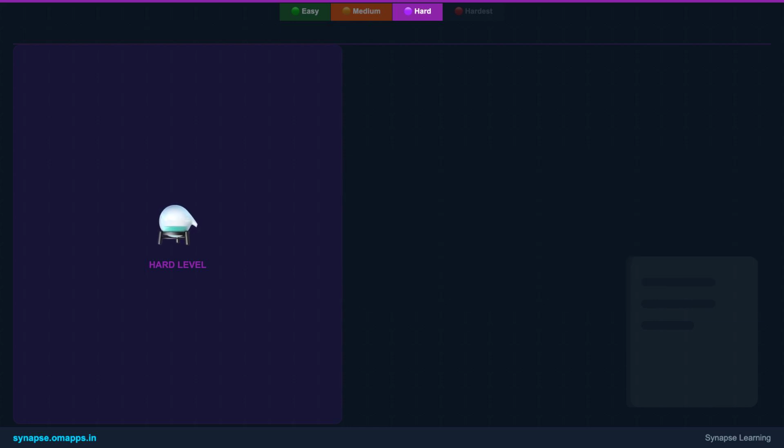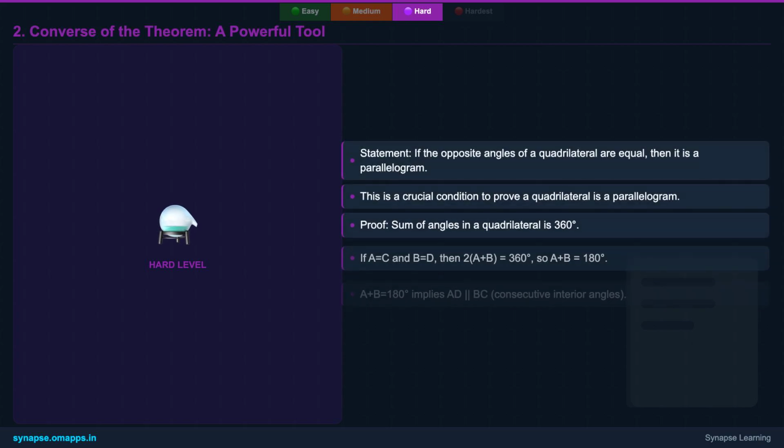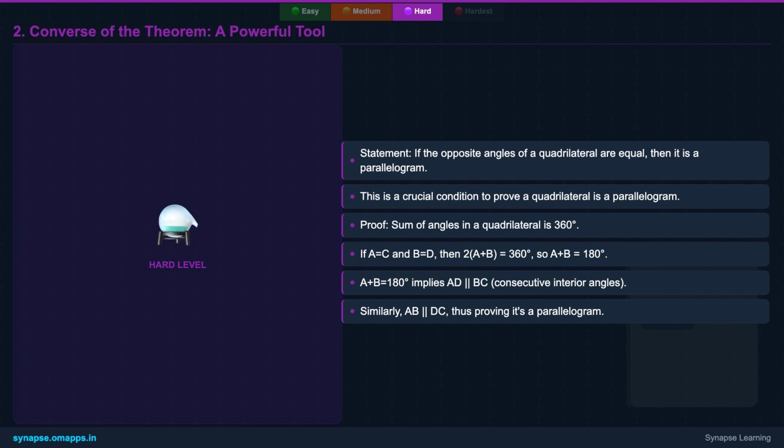Perhaps even more powerful than the theorem itself is its converse. If the opposite angles of a quadrilateral are equal, then it must be a parallelogram. This is a crucial condition for proving that a given four-sided figure is indeed a parallelogram.